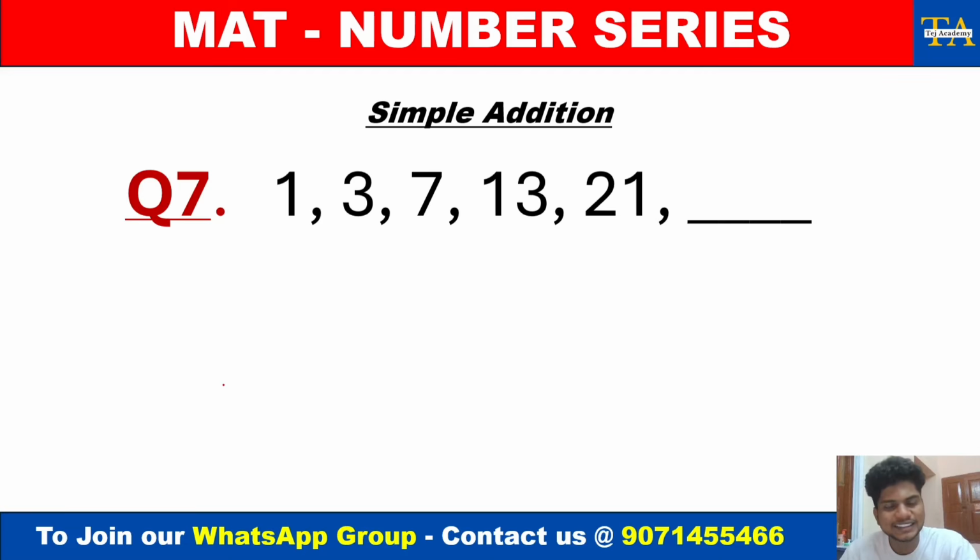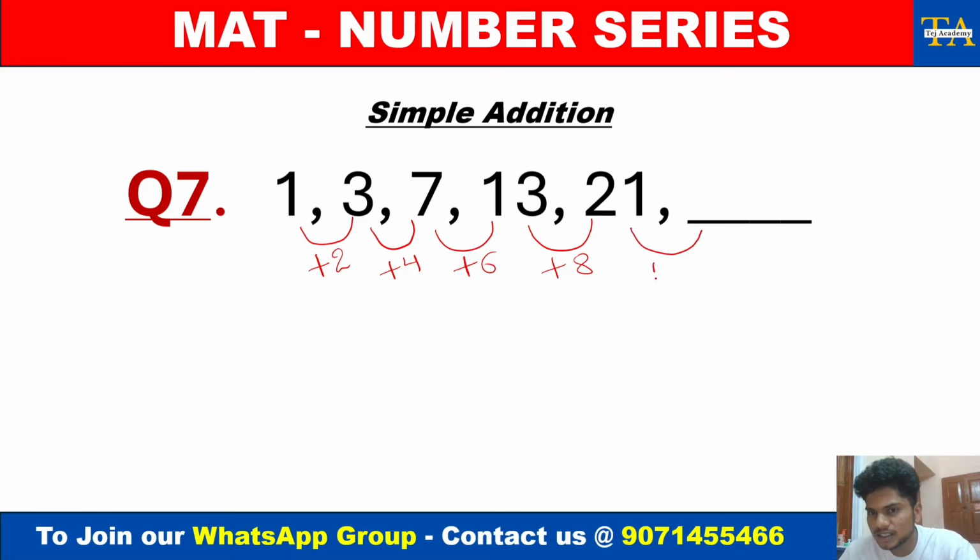So now let us see the seventh question. So here is the seventh question: 1, 3, 7, 13 and 21. So if you see here, if you add plus 2 to 1 you will get 3, and 3 plus 4 is 7, and 7 plus 6 is 13, and 13 plus 8 is 21. So now if you see here 2, 4, 6, 8, these are all even numbers. So the next even number is plus 10. So if you add 21 plus 10 you will get 31. So 31 is our correct answer.